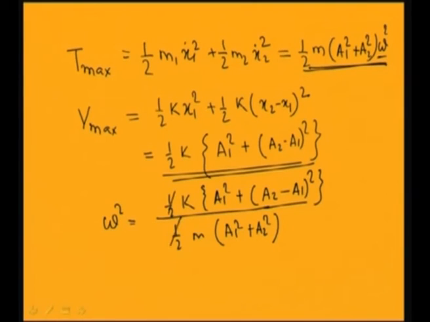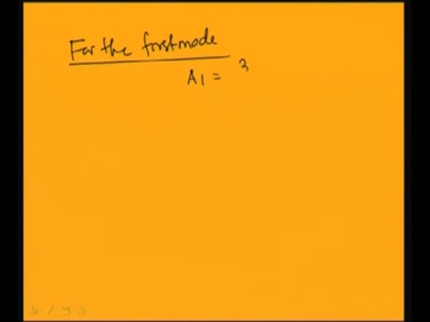So this half cancels, so this becomes a1 square plus a2 square, I can delete this half. So this becomes omega square equal to k by m into a1 square plus (a2 minus a1) whole square by a1 square plus a2 square. So now substituting for the first mode, let us find for the first mode. I can substitute a1 equal to 2 mg by k and a2 equal to 3 mg by k.